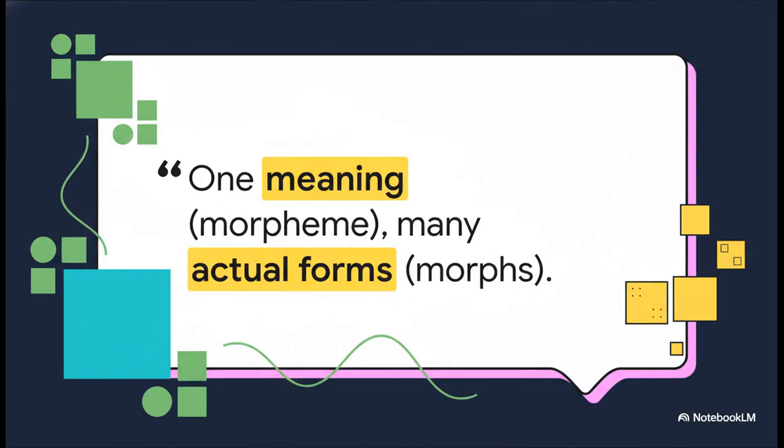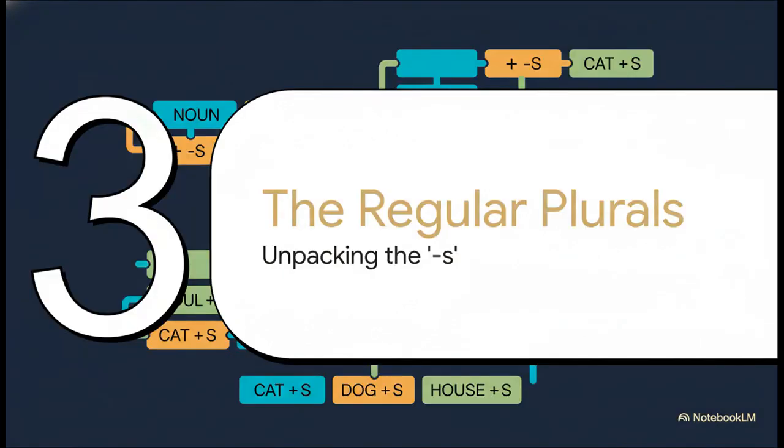So here's the key takeaway. The meaning, that idea of plural, it's always the same. It's the form it takes that can change depending on the word. Okay, so now that we have this new tool, let's go back and look at our so-called simple examples again, because it turns out they're a little more sophisticated and honestly more elegant than they seem at first.